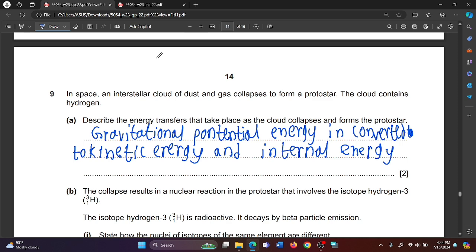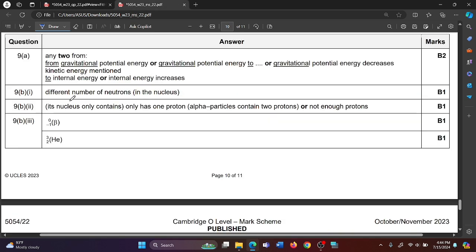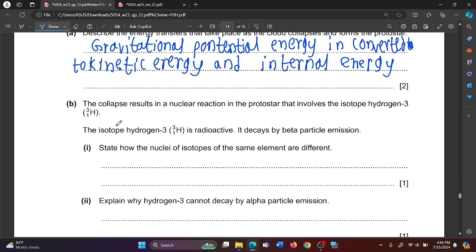So I think this should be enough. Let's look at the mark scheme. Any two from in 9A from gravitational potential energy to kinetic energy mentioned. Yes, we did mention this part. We did mention the gravitational potential energy to kinetic energy. Also, we mentioned the internal energy as well. So we got the 2 marks in 9A. Let's move on to 9B.